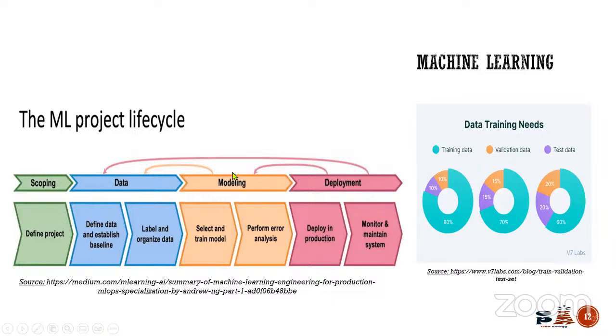And the third step would be modeling. We have to select and train our model and perform error analysis. There are several error analysis metrics which could be used, and actually, it depends on the type of the problem. For example, we can use accuracy, recall, and precision or F1 score for classification, while we could use R2, absolute error, or whatever evaluation metrics we can use for linear regression problems. When we work with computer vision, we usually work with mean average precision or mean intersection over union metrics.